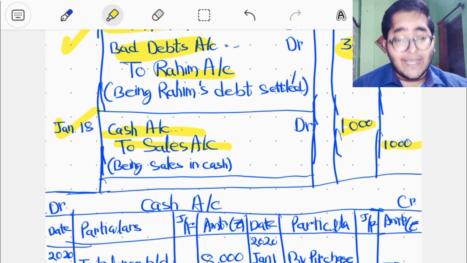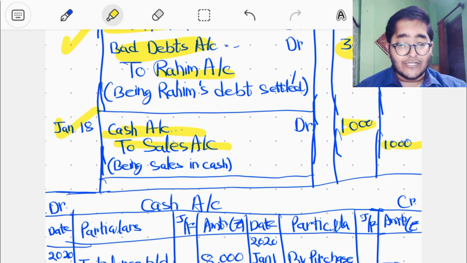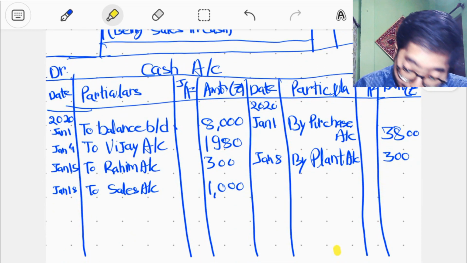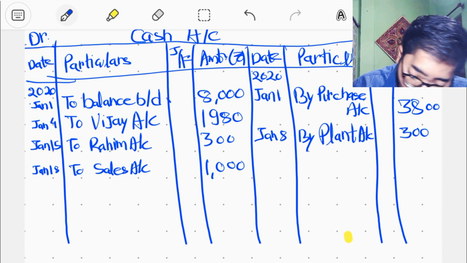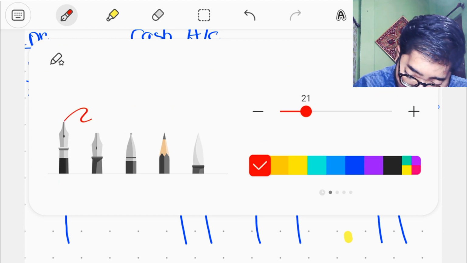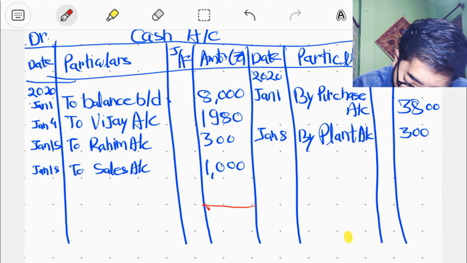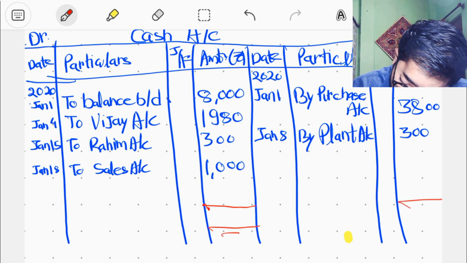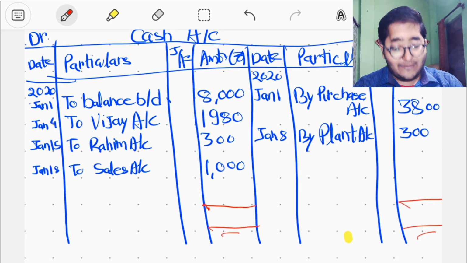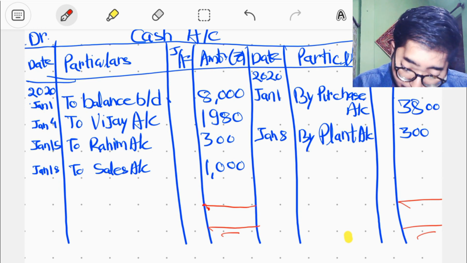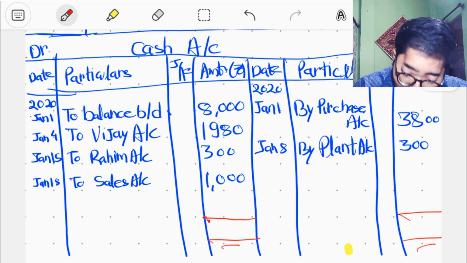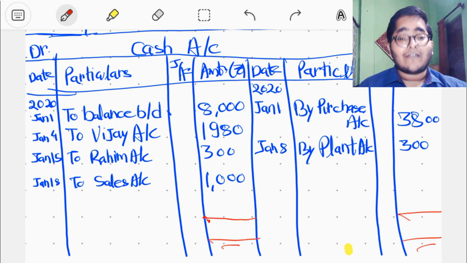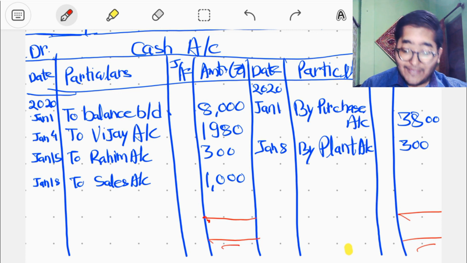Now it's time for the balancing of the ledger accounts. We need to balance the ledger accounts. We need to find the closing balances. Now let me change the color of my pen. According to the rule made by the accounting bodies, the total of the larger or the greater side is written here. The side, debit side or credit side, which has the greater balance is written in this.